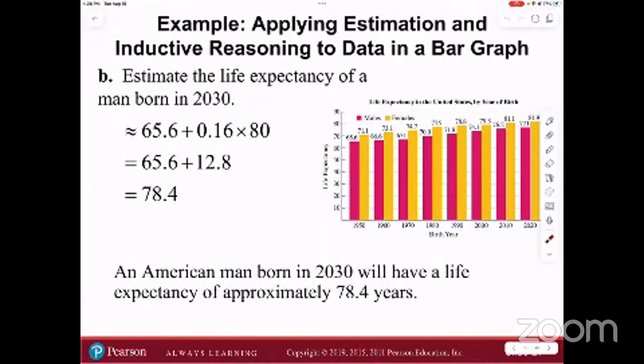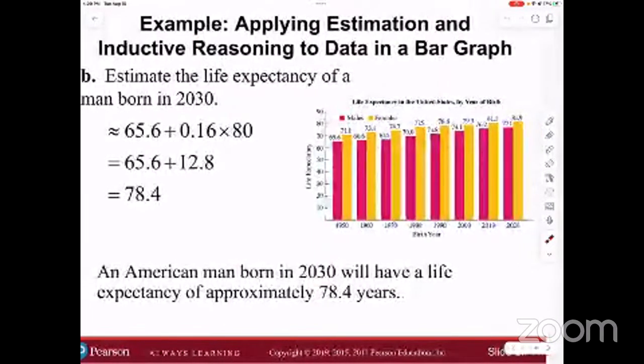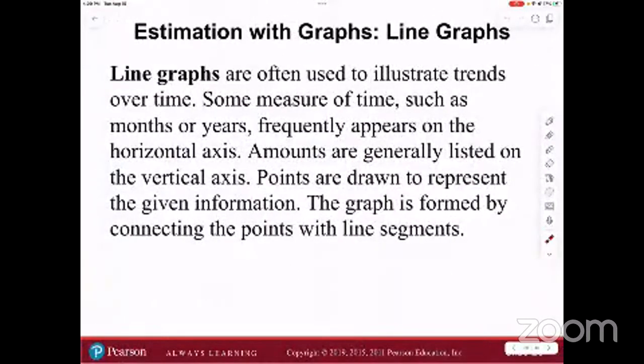So, estimation with graphs, line graphs. Line graphs are often used to illustrate trends over time. Some measure of time, such as months or years, frequently appears on the horizontal axis. Amounts are generally listed on the vertical axis. Points are drawn to represent the given information. The graph is formed by connecting the points with line segments, right?